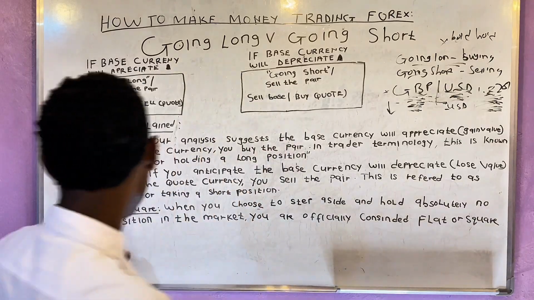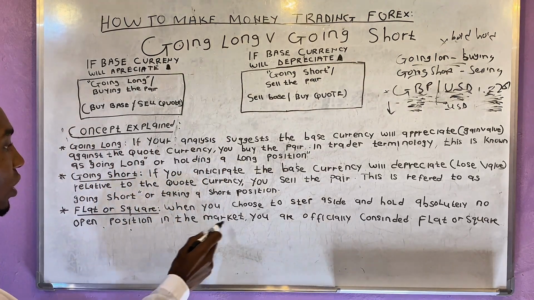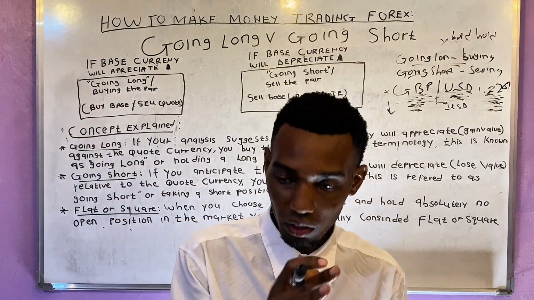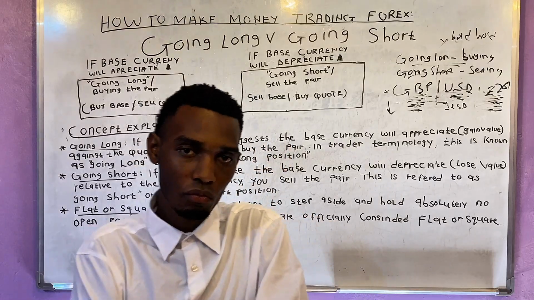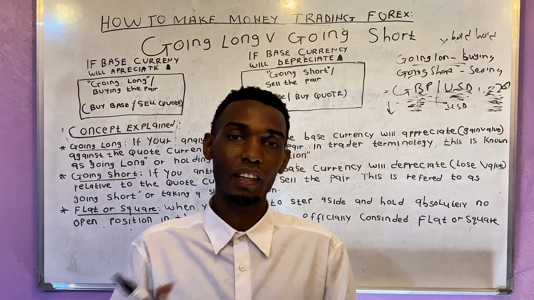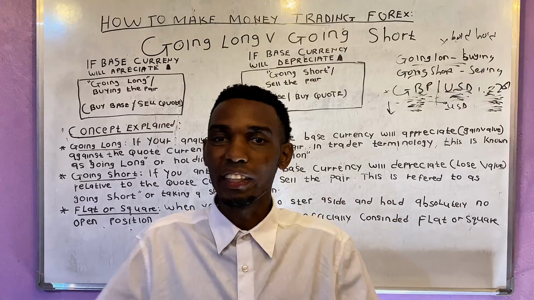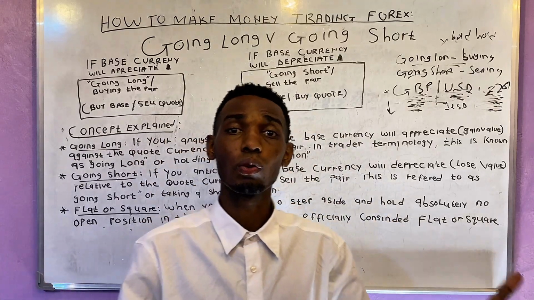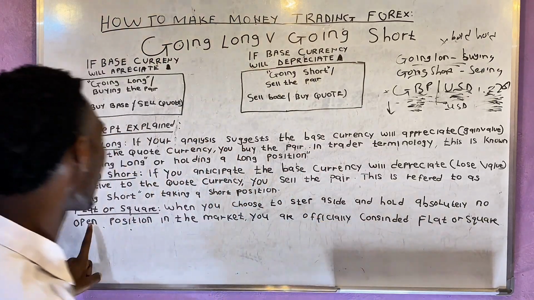Going short. Now, this part, flat or square: when you choose to step aside and hold absolutely no open position in the market, you are officially considered flat or square. If you see this in traders or in trading, you have just sat aside and watched the market, studying where it heads, potentially up or going down. You have to consider a lot of things when we're studying the market. That is what we call flat or square.